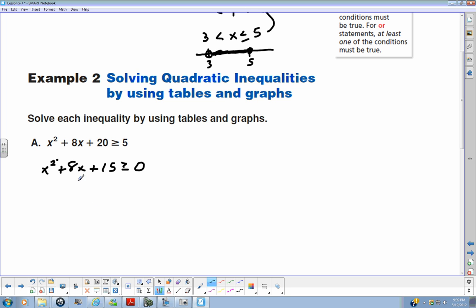So what we're going to do is factor, and we're just going to find the zeros first of all. So number 1, we want to get it equal to 0, or get an inequality equal to 0. And number 2, then we want to factor it to find the zeros.